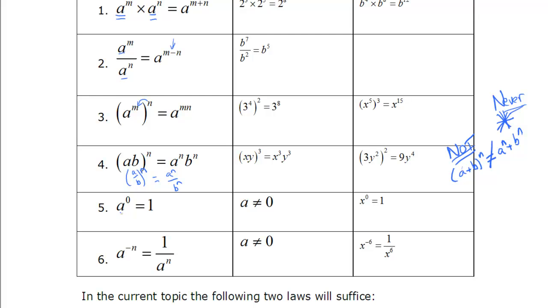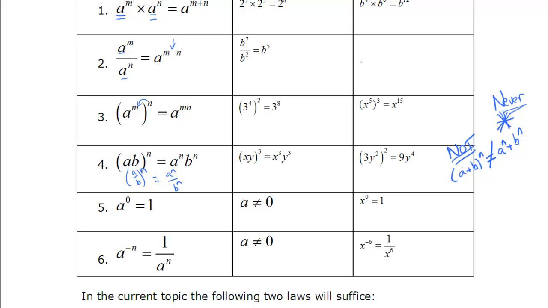Rule 5 then: anything to the power of 0 is 1, provided a is not 0. 0 to the power of 0 is a special sort of thing. So this rule applies when a is not 0. And similarly here, provided a is not 0, because then we'd have division by 0, which we know we can't have, then as long as a is not 0, if we have a negative exponent, we can write the reciprocal. Remember, 1 over, that's reciprocal. So negative, we flip it, or take the reciprocal, or put it in the bottom, however you want to remember that. So there's the rules.